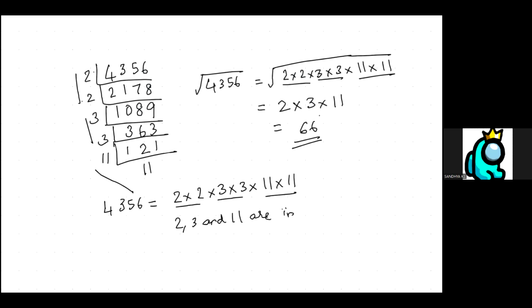So 4356 is a perfect square. This will be your answer. Okay, clear?